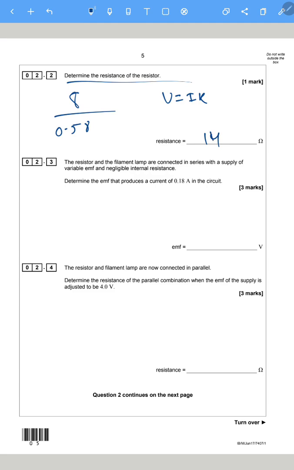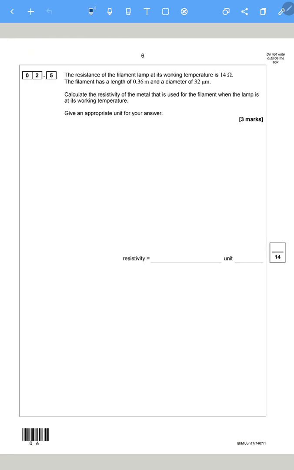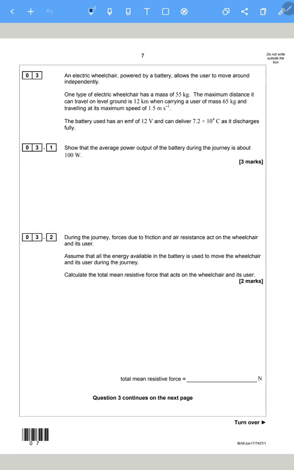The resistor and the filament lamp are connected in series with a supply of variable EMF. Determine the EMF produced. What is the formula for EMF? I don't think I have time for these. It's 3 marks. Do I have time for this? No. The resistor and filament lamp are now connected in parallel. Determine the resistance of the parallel combination. EMF, I don't know what EMF actually is. Calculate the resistivity of the metal used. What? How? Oh, I really should learn this. But at least I get a mark for writing ohms. I hope there's a mark for writing ohms.